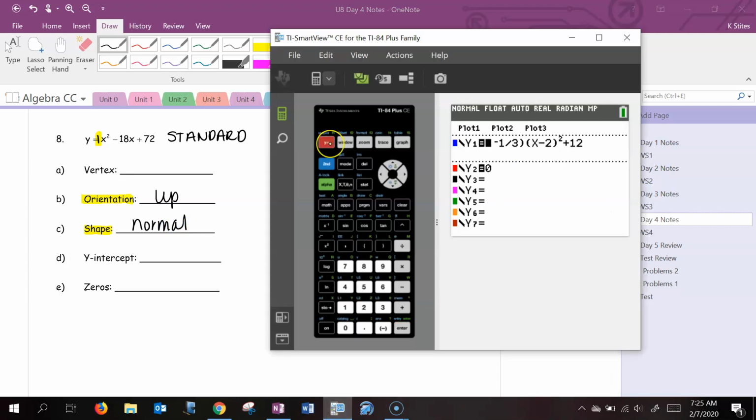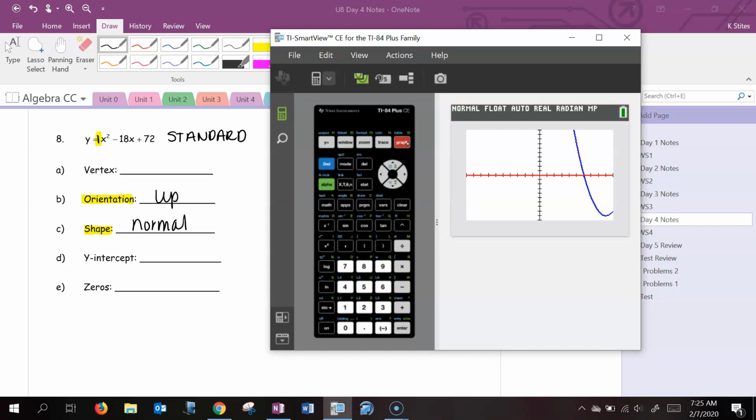Okay, let's type this in. X squared. Make sure you're doing this along with me, please. Minus 18x plus 72. Okay. And notice I'm going to keep this y2 equals 0 for when I have to find my zeros. Okay, go ahead and graph.